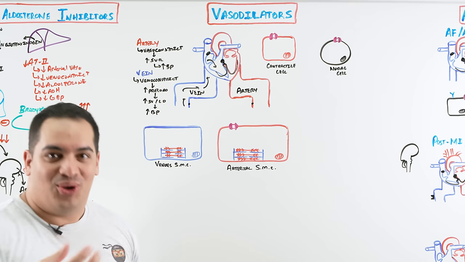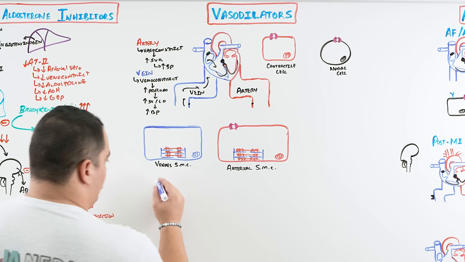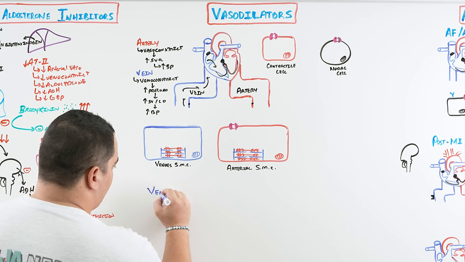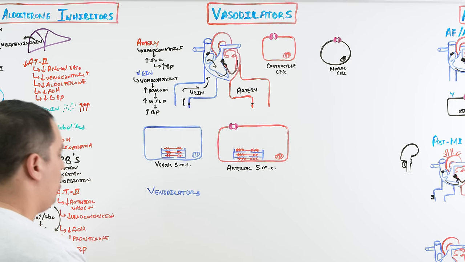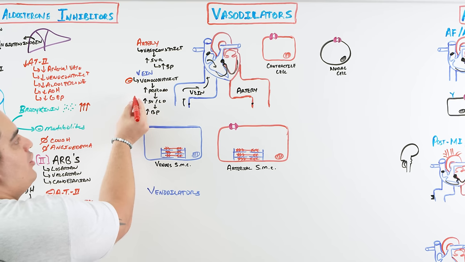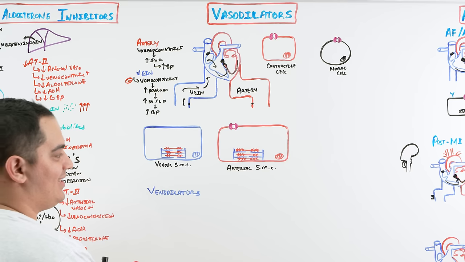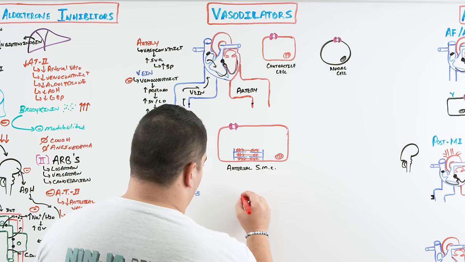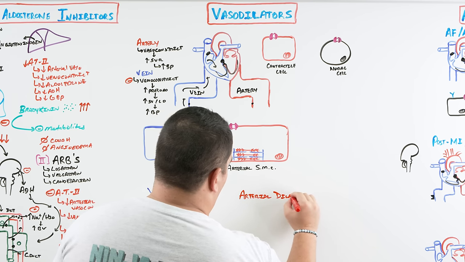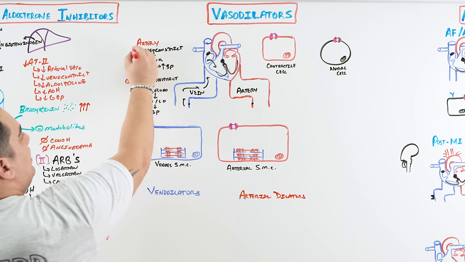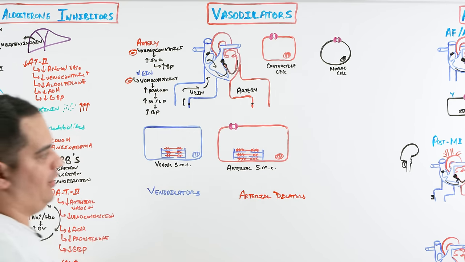So when I give drugs, there's two categories of drugs. One is called venodilators. These venodilators will inhibit venoconstriction, reduce preload, reduce stroke volume, reduce cardiac output, and reduce blood pressure. That's how they'll treat that process. And then you have another category of drugs, which are called your arterial dilators. And these will work by inhibiting the vasoconstriction of the arteries, which will drop the systemic vascular resistance and drop the blood pressure.